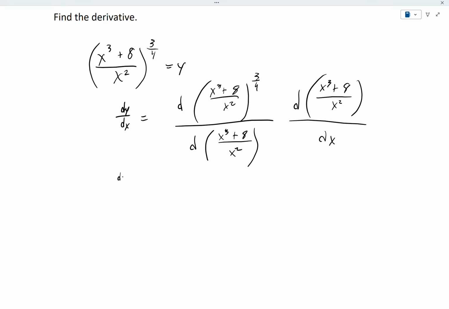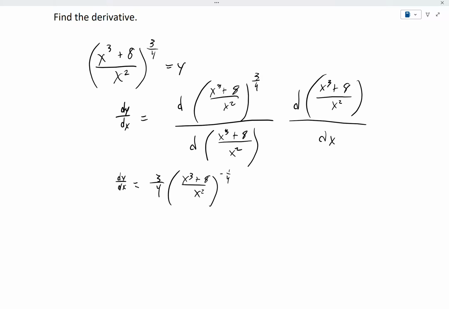First derivative is easy. That's just going to be the power rule. Power out front, 1 smaller on the power, it becomes the negative 1/4 power.